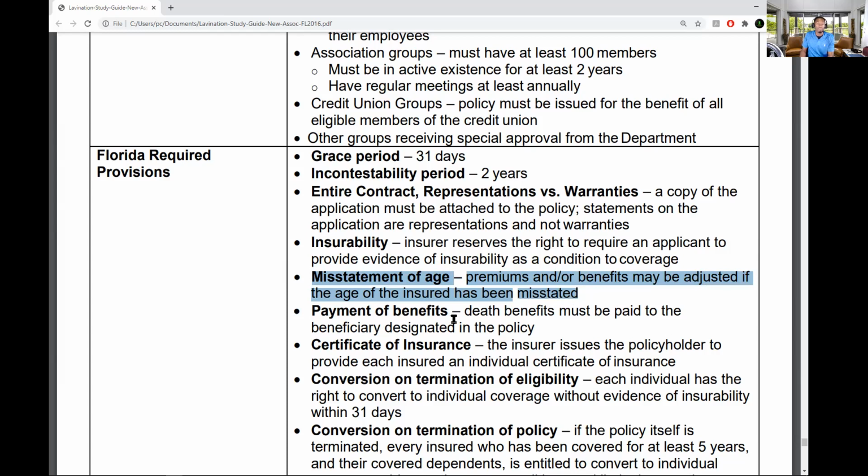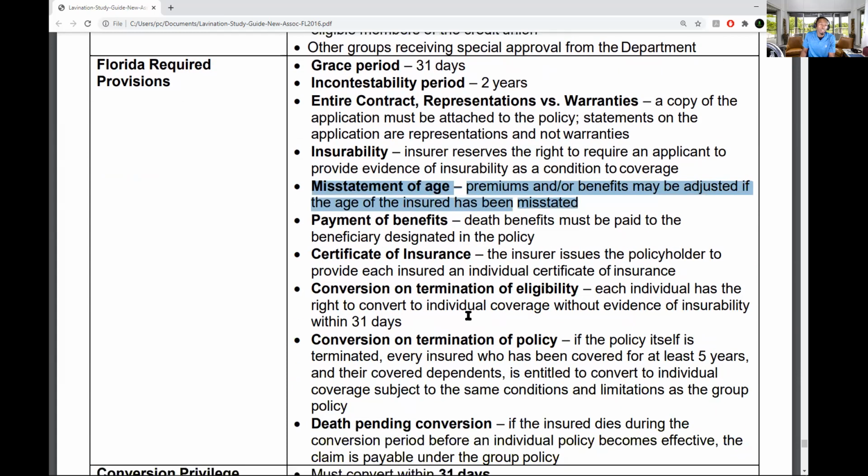Payment of benefits. The death benefit must be paid to the beneficiary designated in the policy. So whoever the beneficiary is gets to collect the money. Certificate of insurance: the insurer issues the policyholder, okay? They provide each insured an individual certificate of insurance. So when you get a group policy, people think they get their own policy. No, you don't. You get a certificate that says you are part of the group.